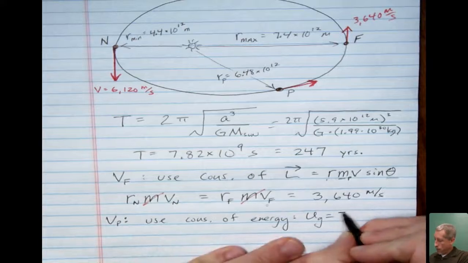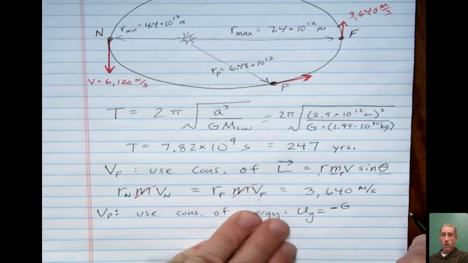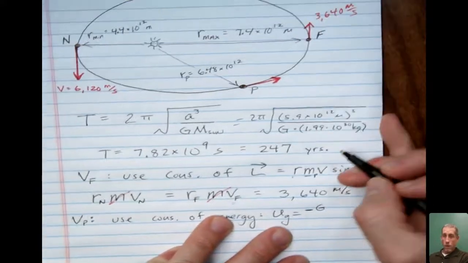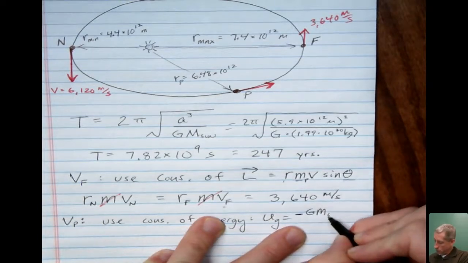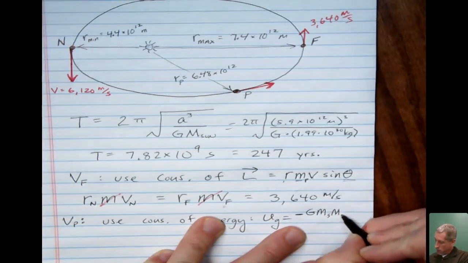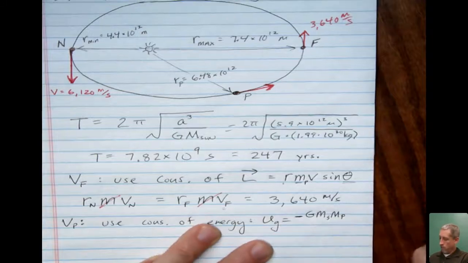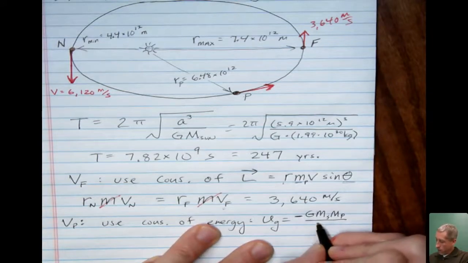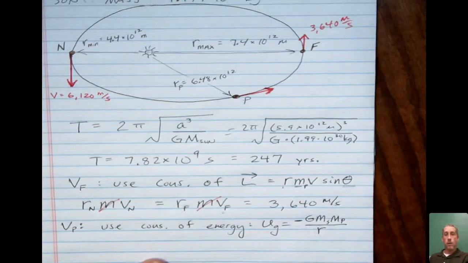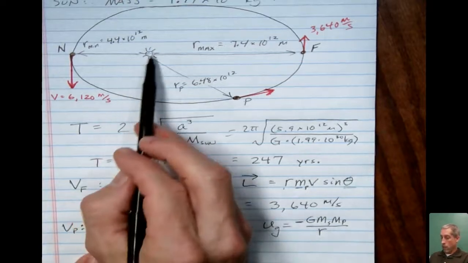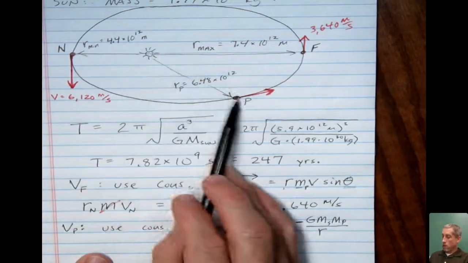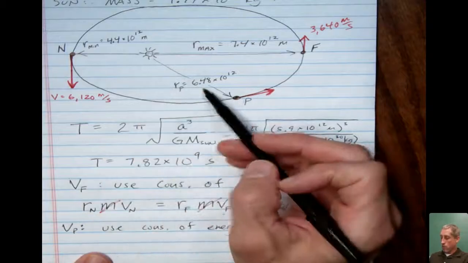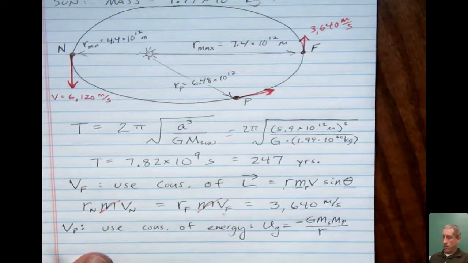It's equal to the negative of big G, the gravitational constant, times each of the 2 masses. So this is the mass of the sun times the mass of the planet Pluto, divided by whatever the separation is between their centers. And so that's why we need these distances here. So we're going to have to know this distance from center to center, which I just picked a spot, wrote down a number, and said, let's find the velocity there.